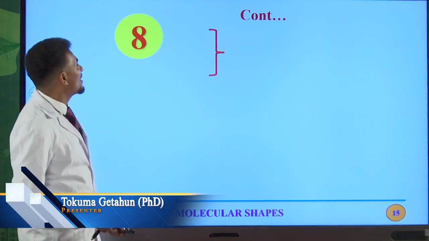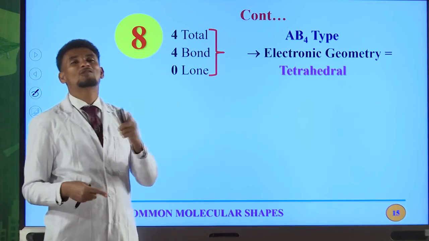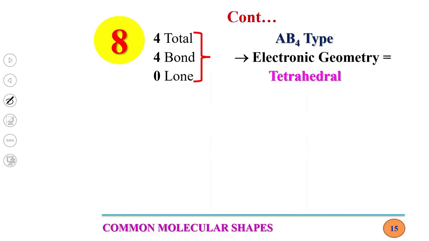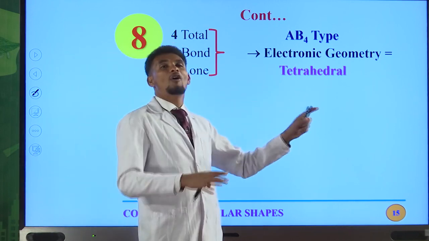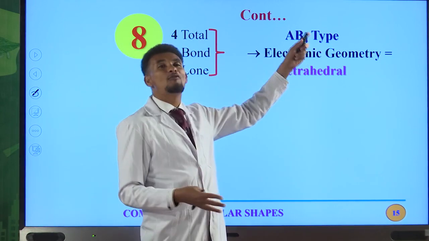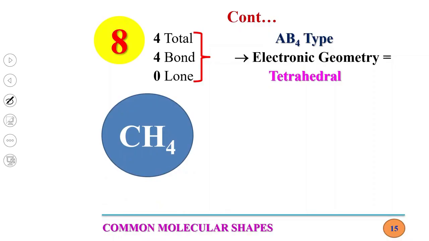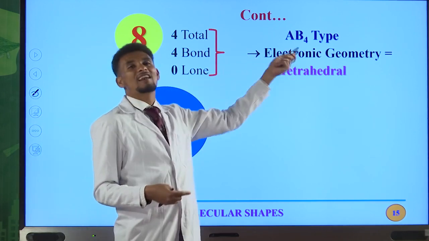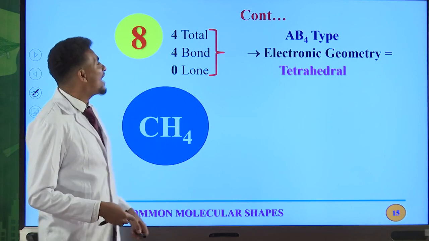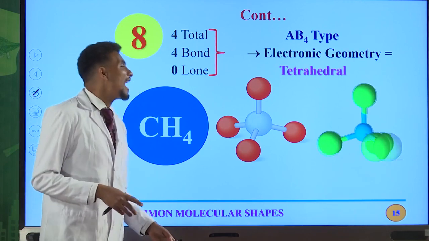The eighth one is the AB4 type of molecule. In this case, in total we have 4 electron pairs around the central atom. We have 4 bonding pairs and no lone pairs of electrons around the central atom. So for molecules that have AB4 type, the electronic geometry is tetrahedral. The best example is CH4, methane, or CCl4. These molecules have AB4 type, and their electronic geometry is tetrahedral. Their shape is also tetrahedral, because we have no lone pairs of electrons around the central atom.